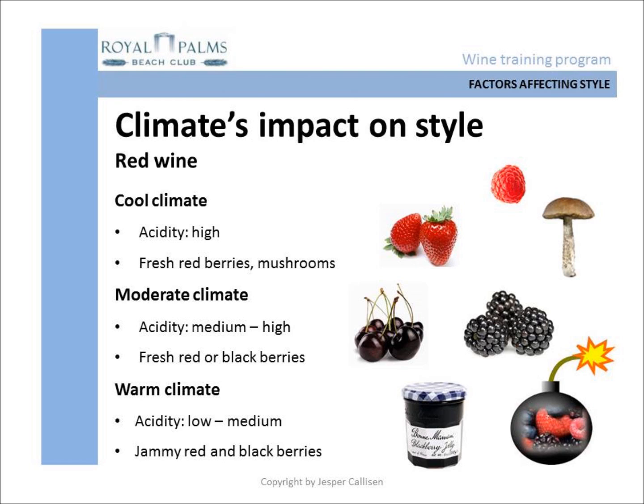Another big difference from cool to warm climate red wines are the aromas. Although the aromas may still be of berries, they change completely depending on the climate. In cool climates, we get red berry aromas which are fresh with a savoury hint. Often this is combined with aromas of mushroom. In moderate climates, we get aromas of fresh red and black berries such as black cherry and blackcurrant.